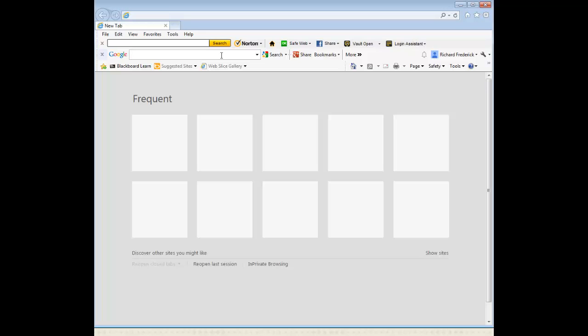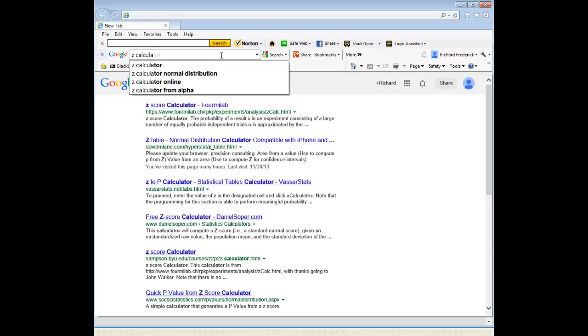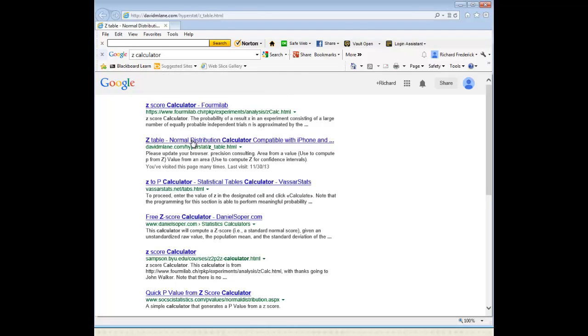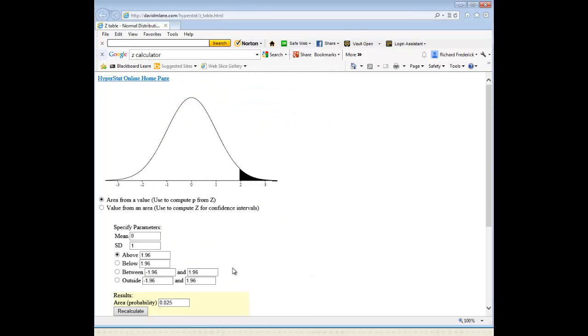So I'm just showing you what I would do to calculate a z. I would just Google z calculator. And I always say Google. Some instructors don't like you to use Google as a verb, but I think that is just old style, not realistic. It's my favorite search engine. I don't use anything else. So I'm always looking for David M. Lane on the Z calculator, because it gives a nice little picture here.